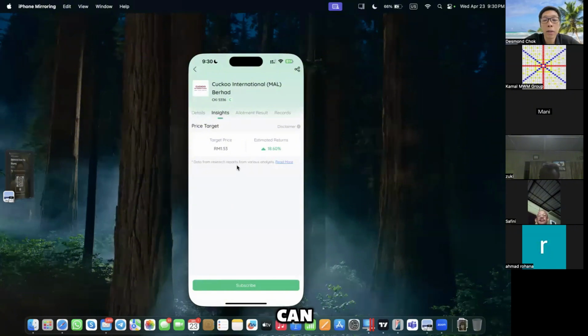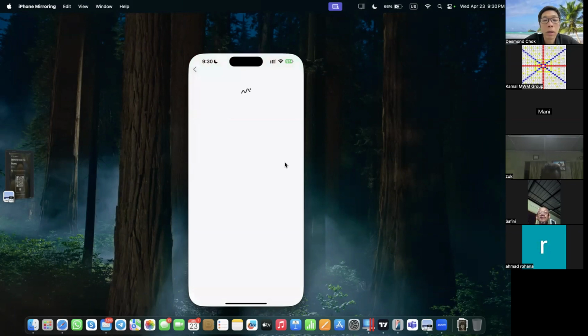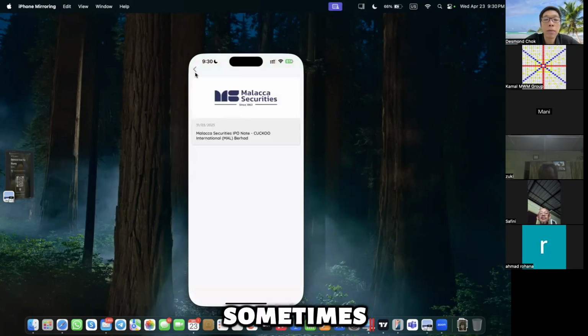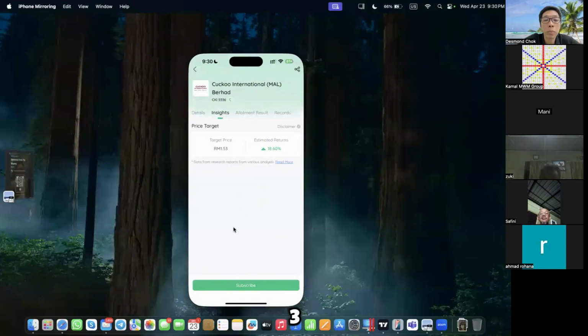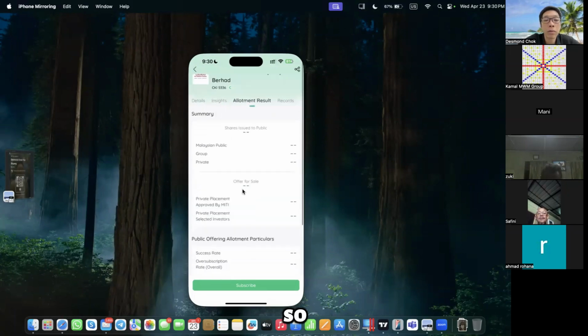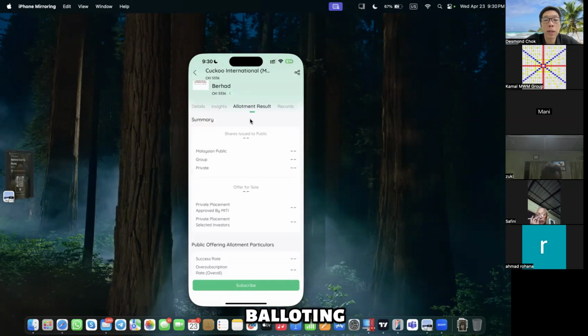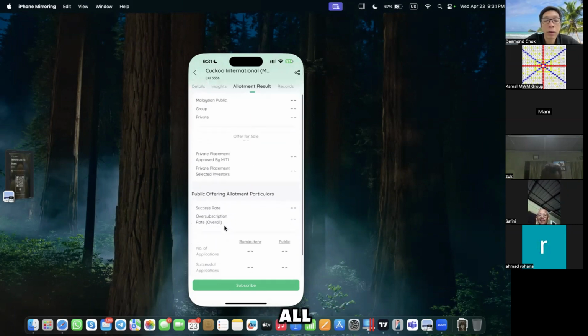So for inside, you can see the price target 1.53. This one is given by the research analysis, given by M Plus. Sometimes you can see two price targets or three price targets, given by various parties, like let's say M Plus, Kenanga, or Public Bank, or whoever. So the target prices will be listed down here. Then this one is the allotment result. So after the balloting date, the result comes out and it shows you all the information here.